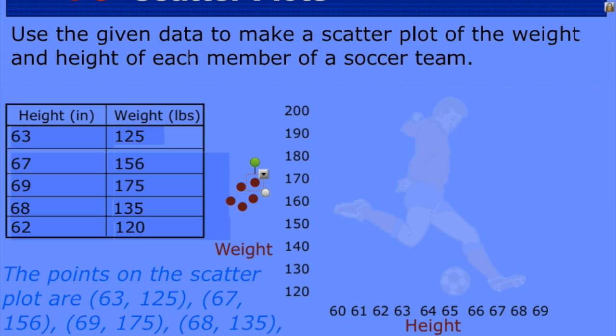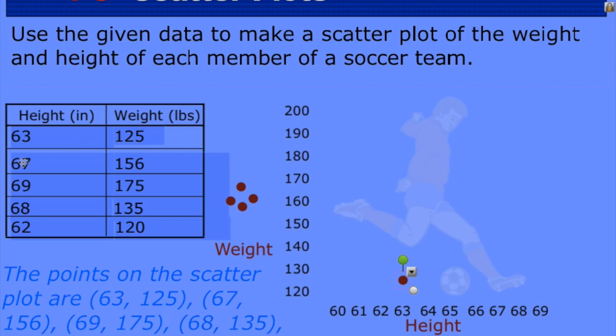So here we have an example. It says use the given data to make a scatter plot of the weight and height of each member on a soccer team. We already mentioned the height and weight, and we said it was a positive correlation. So now we're going to put these data points on the actual graph. The first one is 63 and 125. My height is 63 and my weight is 125. So that'll be right here.